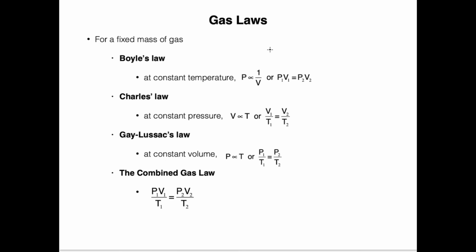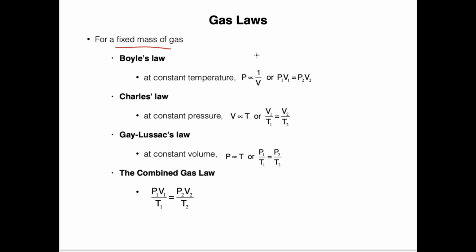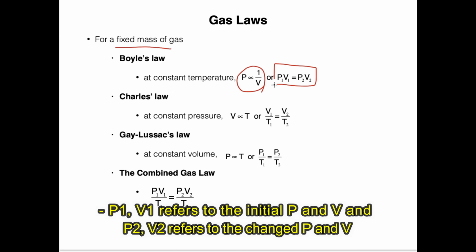For a fixed mass of gas, Boyle's law states that at constant temperature, pressure and volume follow an inversely proportional relationship. Under these conditions, if there is a change in either pressure or volume, it will follow this equation: P1V1 is equal to P2V2.